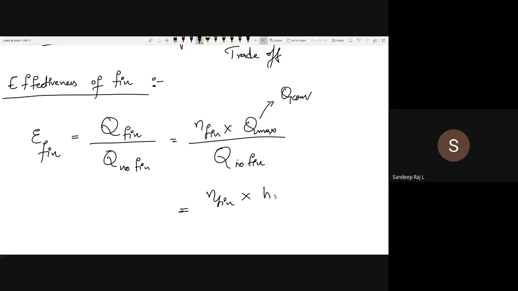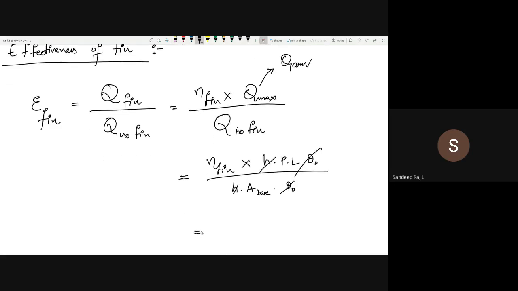So Q convection is h into A into delta T, that is P into L into theta naught, I can say T_B minus T infinity. When there is no fin, it is h into area, and this area I can call the area of the base itself, because there is no fin now in the denominator case. I'm just writing the area into the theta, the same theta naught I'll have, so that I can cancel this theta naught, and h cancels.